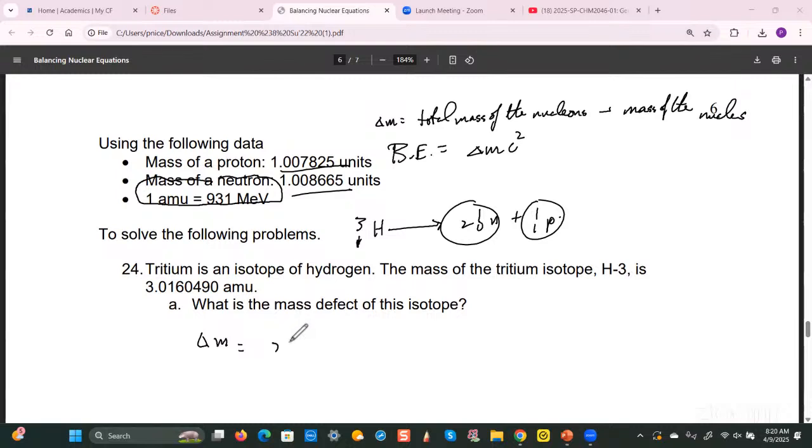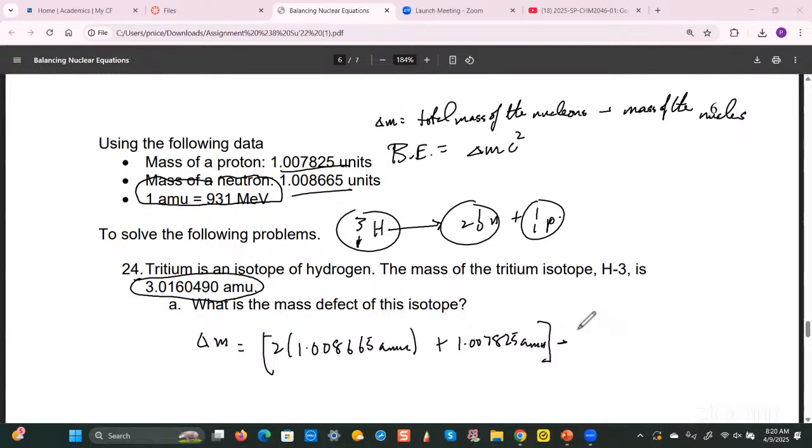So I'm going to put 2 times, for the neutrons, 1.008665 AMU, plus 1 proton, for which the mass is 1.007825 AMU. And then I'm going to total that and subtract from that the mass of the tritium nucleus, which is given right here, which is 3.0160490 AMU. All right? So let's see what that gives.